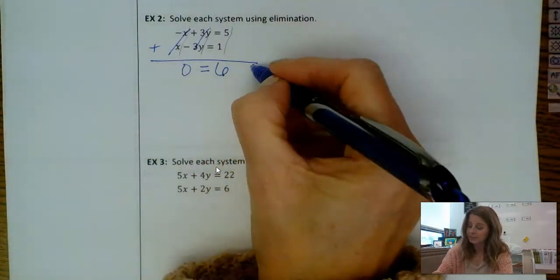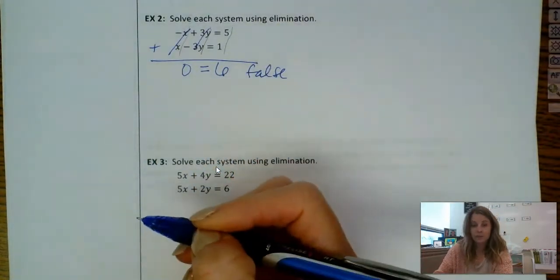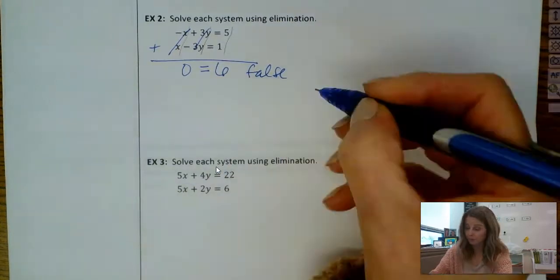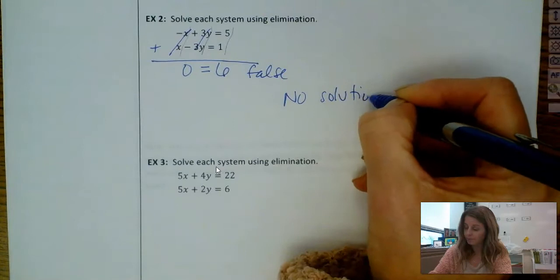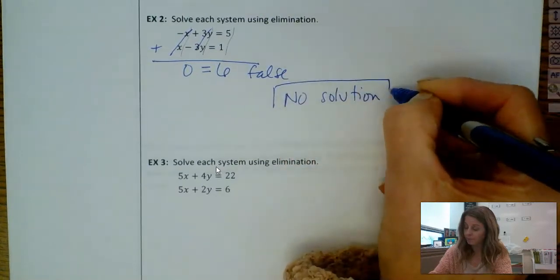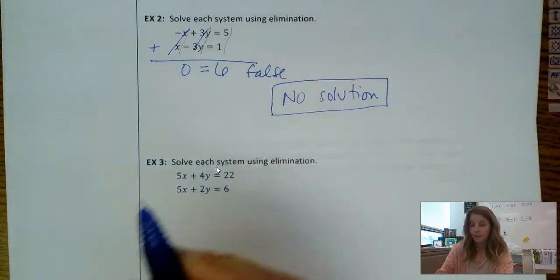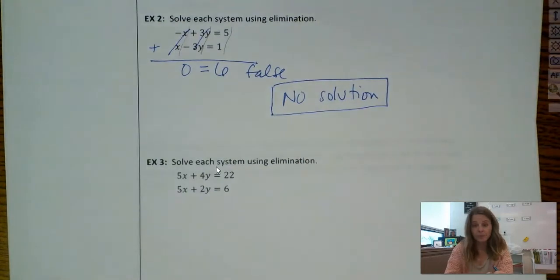0 equals 6 is false. So there is no number in the world that will work. This is a no solution. So if you get everything to eliminate on one side, you really have 0 plus 0, which is just 0.